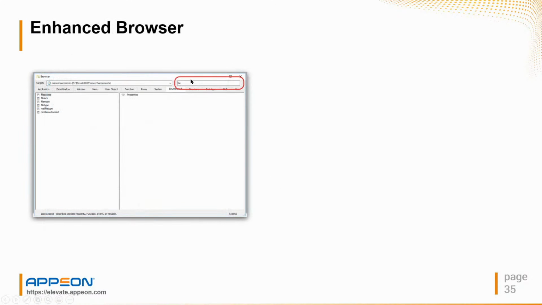And then similarly, in a way, in the browser, there is now a search bar. So if you're looking for a particular object, you can type a few characters of the name of the object and find it a lot faster than just scrolling through a list of a couple hundred system classes.